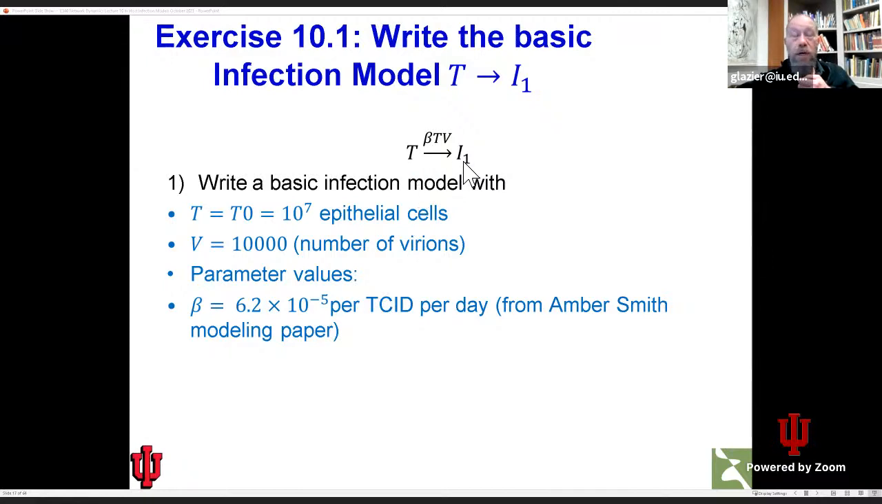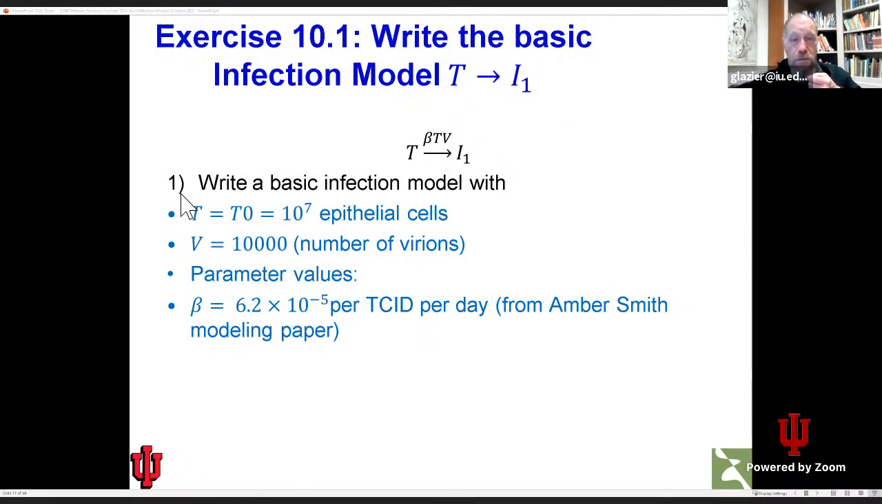T goes to I1 at a rate beta times T times V. Assume that your initial number of susceptible cells is 10 to the seventh. Assume you start out with 10,000 virions. And for that, it winds up that beta is 6.2 times 10 to the minus 5 for this equation. So why doesn't everybody try doing that? Fire up Tellurium and see what you get.